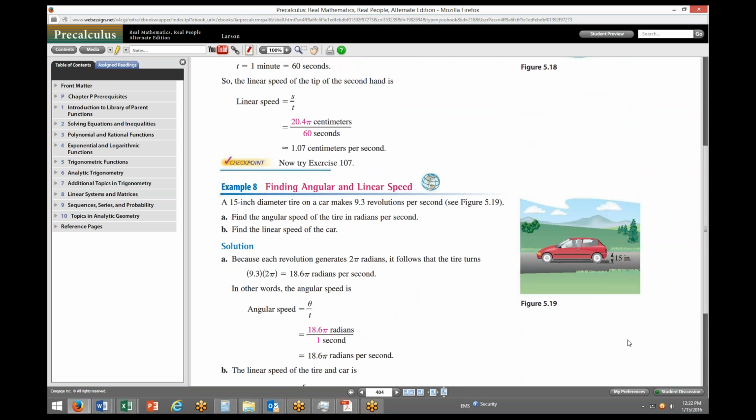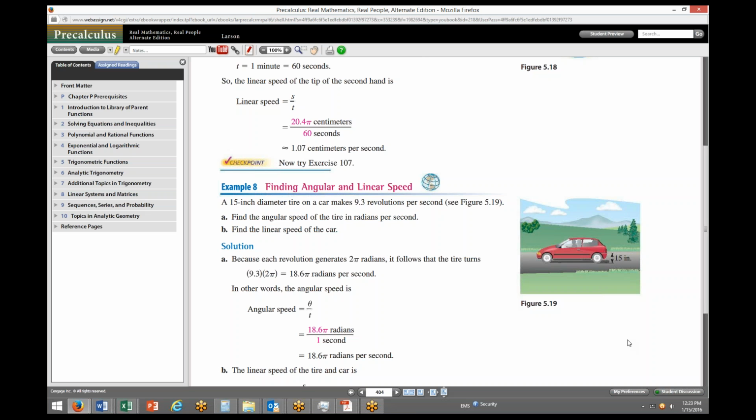All right, finally, a pretty neat little problem here involving both angular speed and linear speed. And here's the situation. You've got a car that has tires with 15-inch diameters. And it's going down the road at a particular speed such that each tire makes 9.3 full revolutions every single second. So the speed that it's going down the road means that its tires are spinning 9.3 times per second.